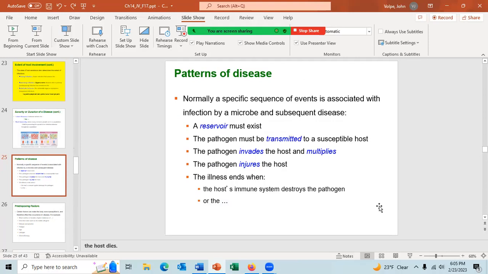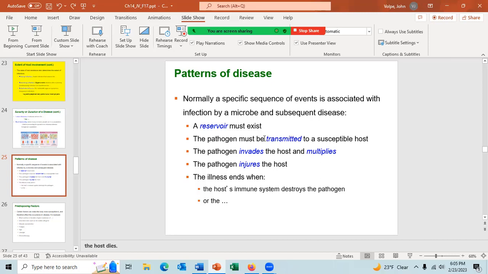Let's talk a little bit about the patterns of disease. Normally, when disease hits, it follows a specific sequence of events associated with the infection by a microbe before subsequent disease occurs. First, the disease has to come out of a reservoir. A reservoir is just a place where we say the disease comes from. We'll talk a little bit more about what the possible reservoirs are in a later slide. I don't know if we'll get to it today, but we'll talk about that in a minute.